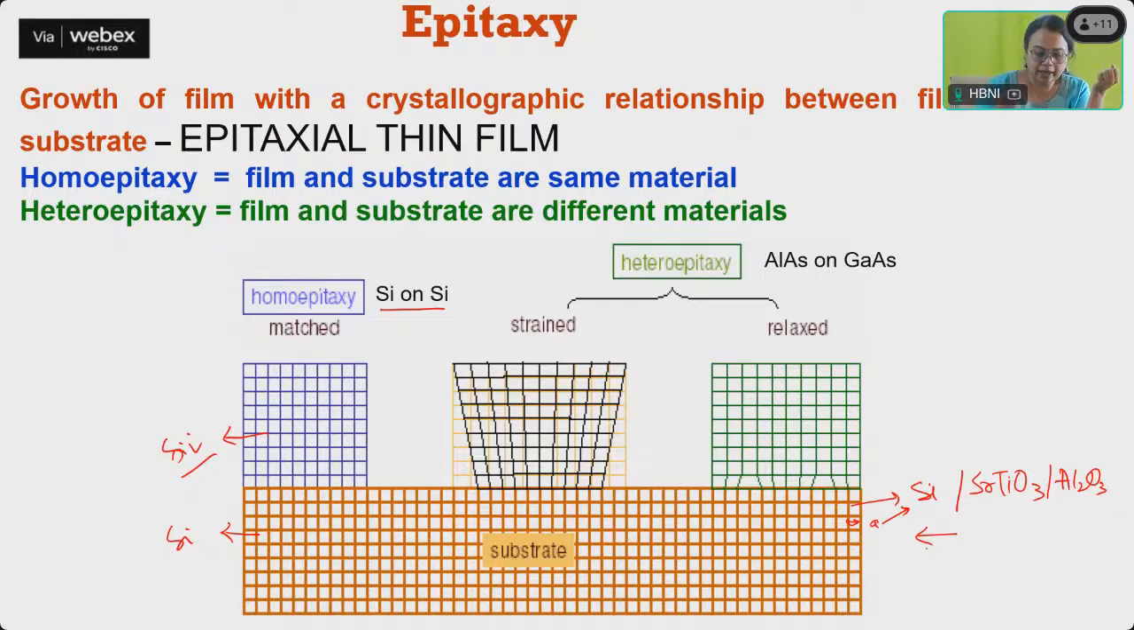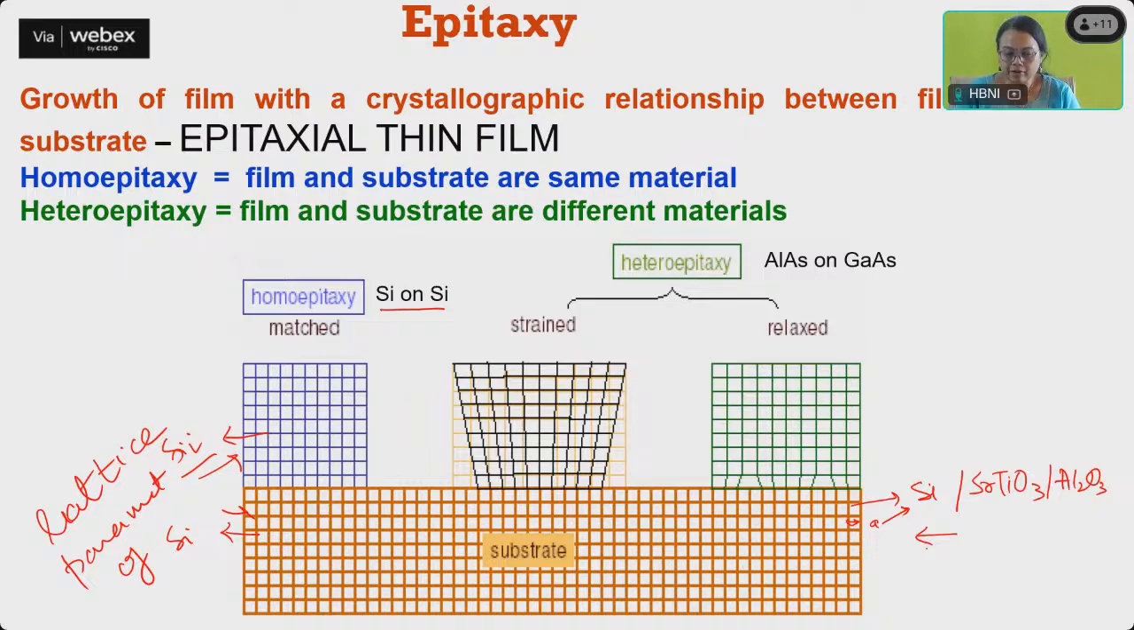So in this case, the lattice parameter a of the substrate and of the thin film is the same. So wherever the adatoms come after the evaporation, they will sit exactly at the crystallographic position. So it is called homoepitaxy.